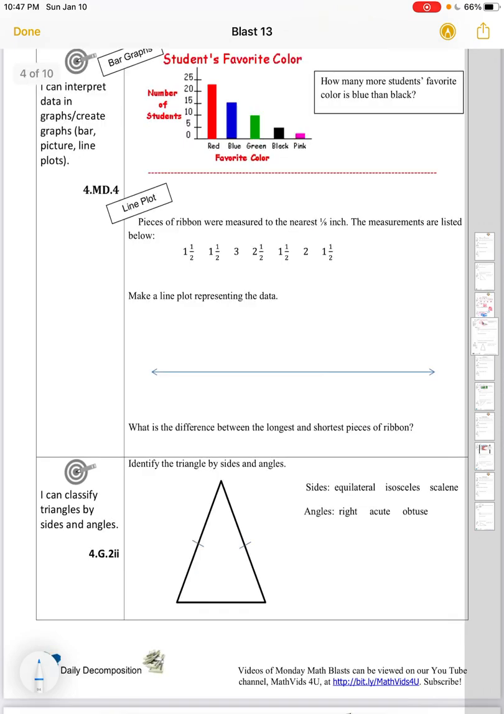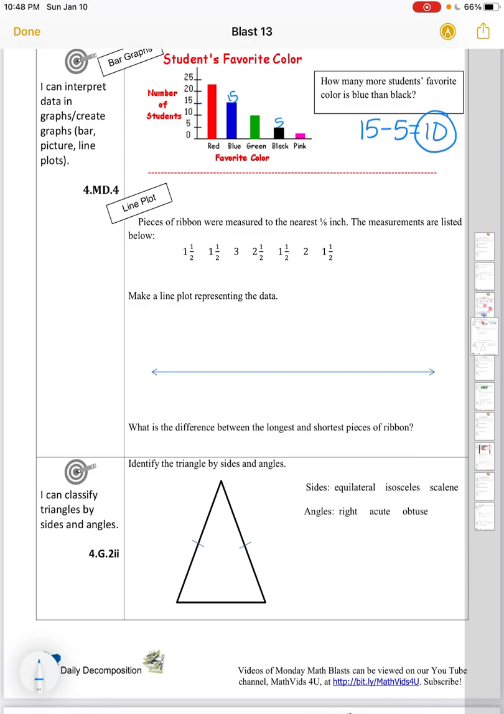On the back side, I can interpret data in graphs, create graphs: bar, picture, line plots. Students' favorite color. Here we have a bar graph. We want to know how many more students' favorite color is blue than black. So looking at blue, I see that there are 15 students whose favorite color is blue. For black, there are 5 students whose favorite color is black. And so 15 minus 5 is 10. 10 more students have a favorite color of blue than black.